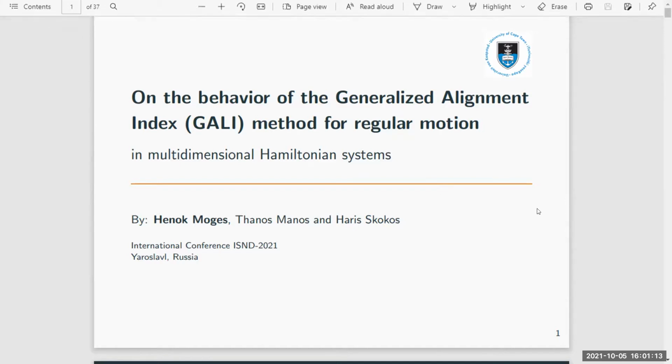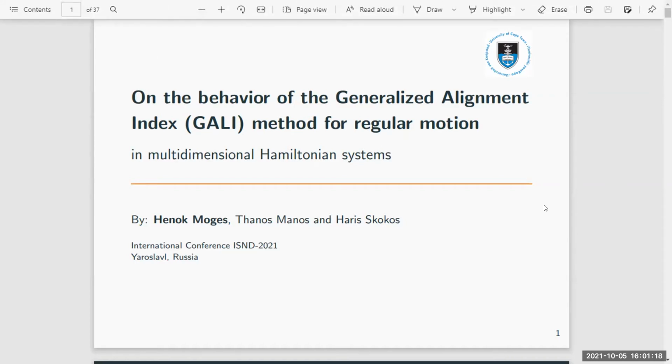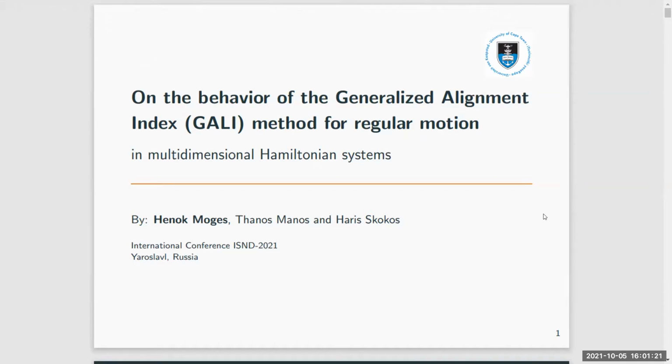Thank you to the organizers for giving me this chance. My name is Moges, and I'm a PhD student at UCT South Africa under the supervision of Professor Kokos. My PhD project focuses on numerical investigation of the influence of chaos on dynamical properties of Hamiltonian models. But right now, I will present a work we published with our collaborator in France, Assistant Professor Manos.